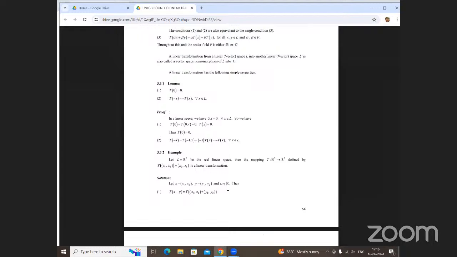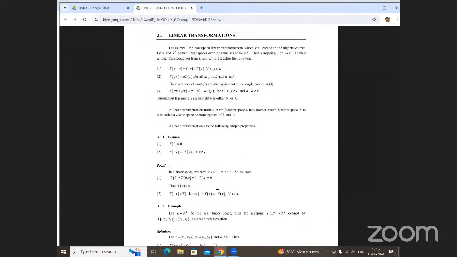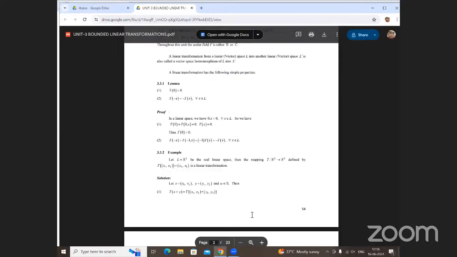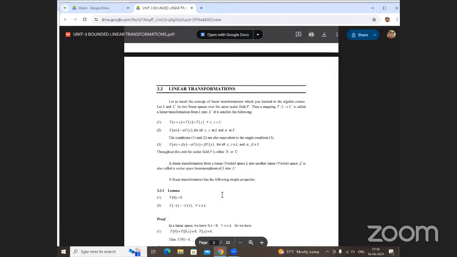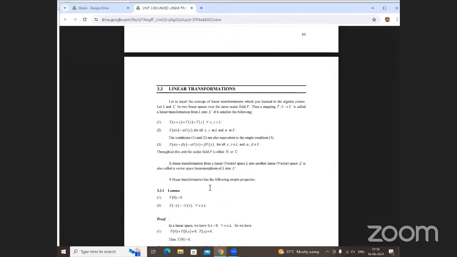See this one. Now, this is the definition of linear transformation, that is T of x plus y equals T of x plus T of y. Here x and y are two elements given in the linear space. And the second one is T of alpha x equals alpha into T of x.